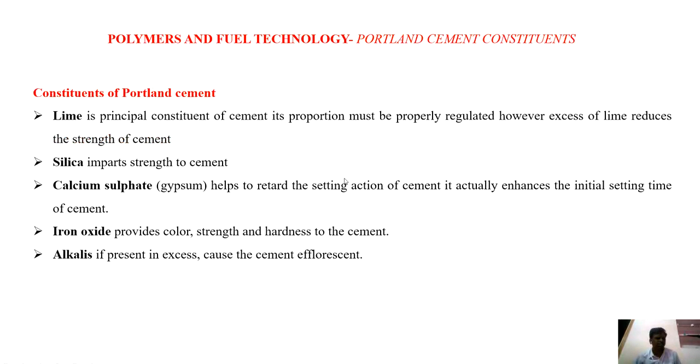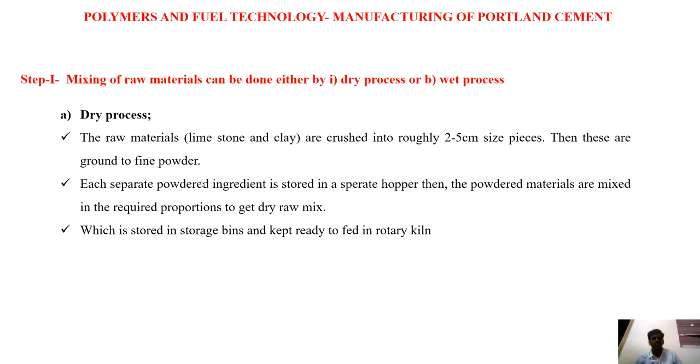Next, constituents. Lime is the principal constituent of the cement, which gives strength to the cement. Silica also gives strength to the cement. The calcium sulfate, that means gypsum, which is added to the cement, enhances the initial setting time of the cement. Then iron oxide gives color, and alkalis, if present in excess, cause cement efflorescence.